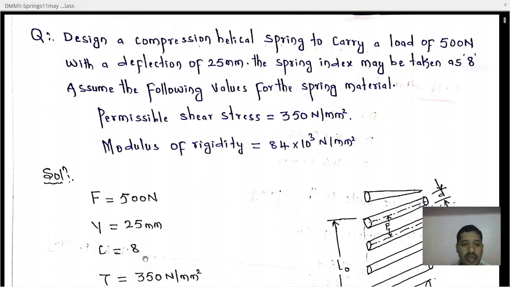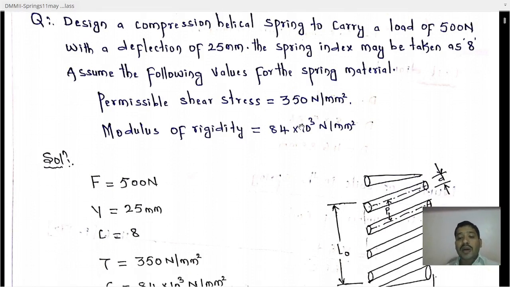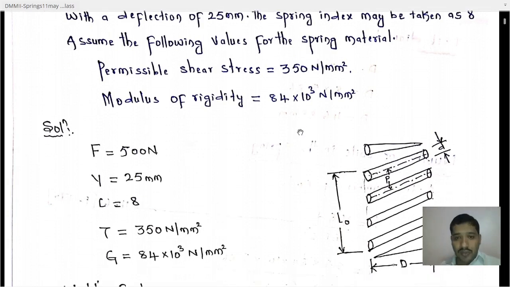In this case, we need to assume the following values for the spring material. The first is the permissible shear stress, represented by tau, which is given as 350 Newton per mm square. The modulus of rigidity, represented by G, is given as 84 into 10 power 3 Newton per mm square in this problem.